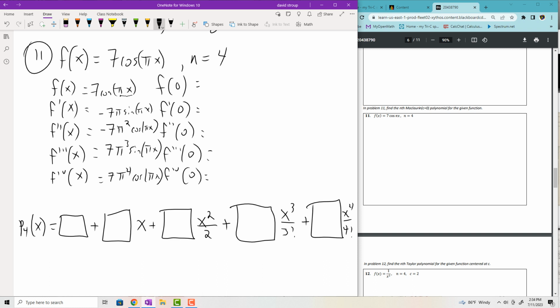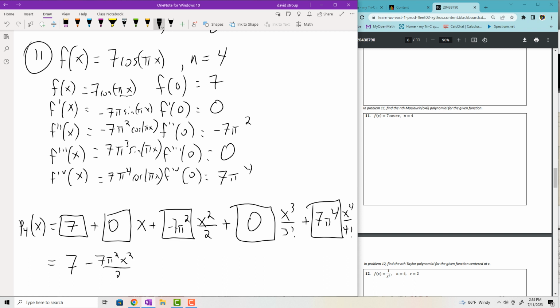Okay, great. Evaluate them all at 0. So cosine of 0 is 1, so this will be 7. Sine of 0 is 0. And then you just fill in the blanks. All right, 7, 0, negative 7 pi squared, 0, 7 pi to the 4th. You could literally leave it like that if you want. But if you're looking to go above and beyond, you can go ahead and simplify it a little bit.